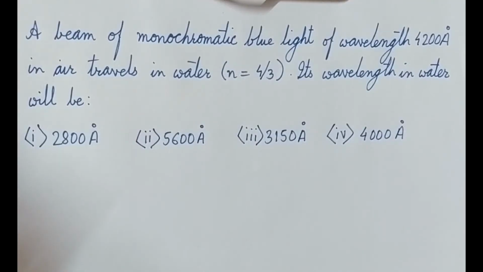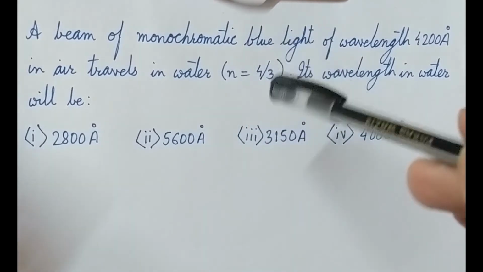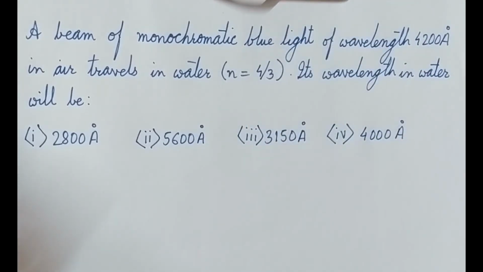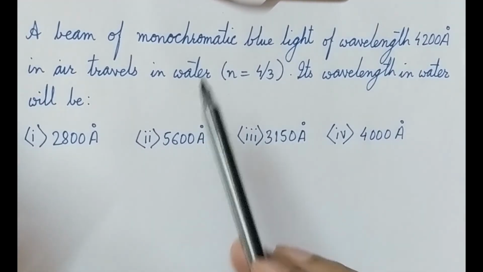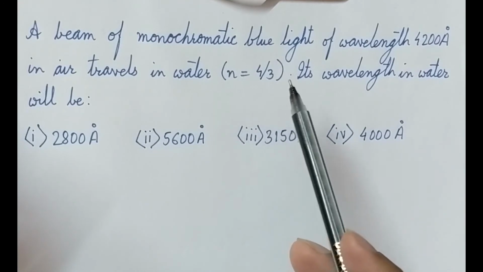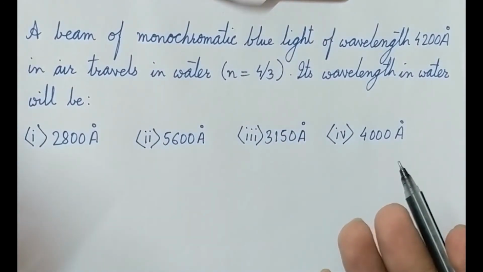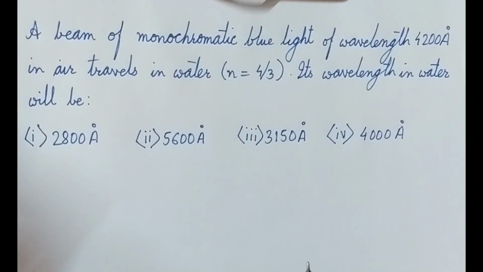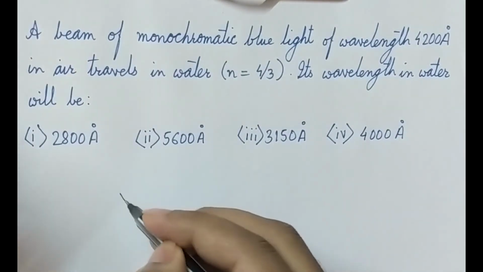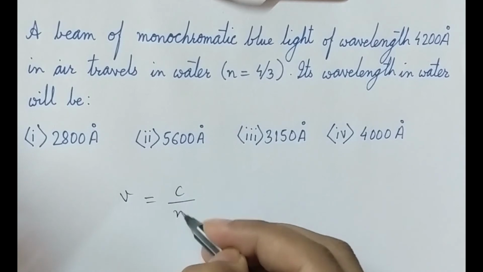In this question it says that a beam of monochromatic blue light of wavelength 4200 Angstrom in air travels in water, which has a refractive index of n equal to 4 by 3. Its wavelength in water is going to be. Now we know that because of a different refractive index, the velocity of light when moving from one medium to the other shifts. It decreases, and the velocity is v equal to c by n.